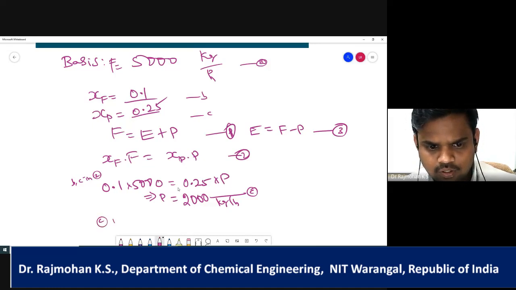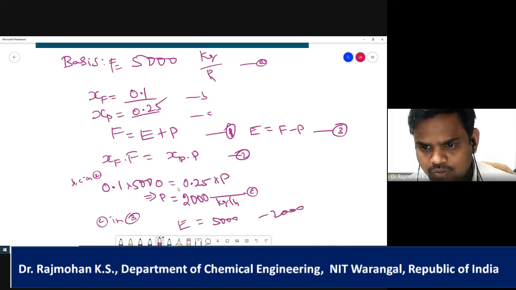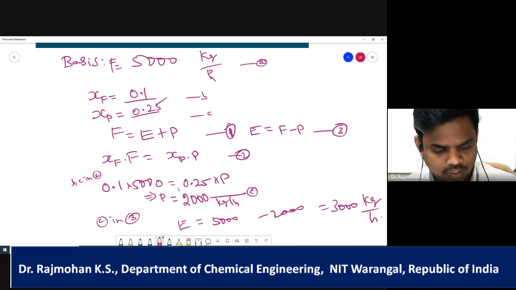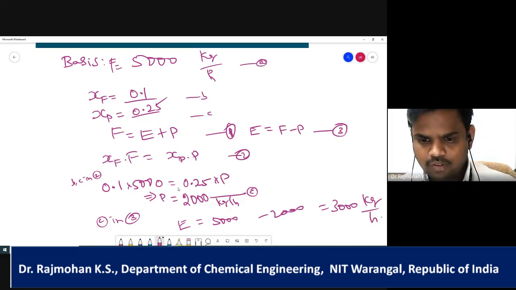Substituting P in equation 3, we get E value. 5000 minus 2000 is 3000 kg per hour, right? Evaporation value is this much.